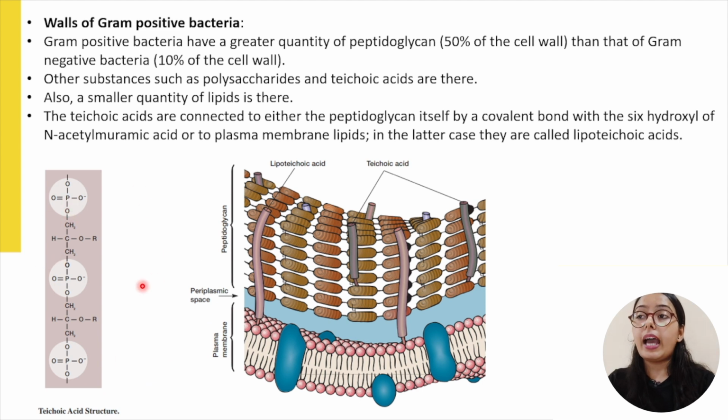The property of this teichoic acid is that it allows the peptidoglycan layer to attach to the plasma membrane with the help of covalent bonds.